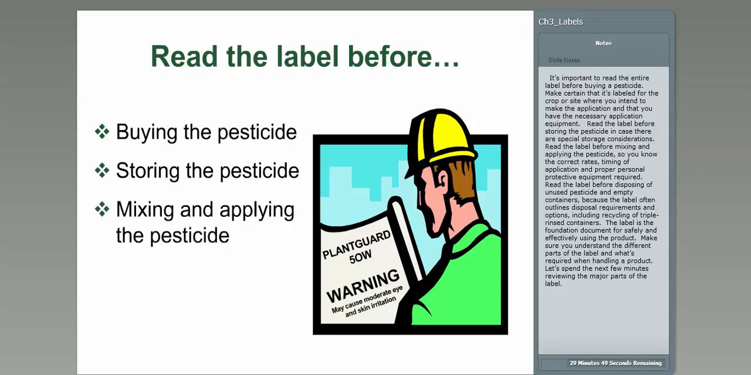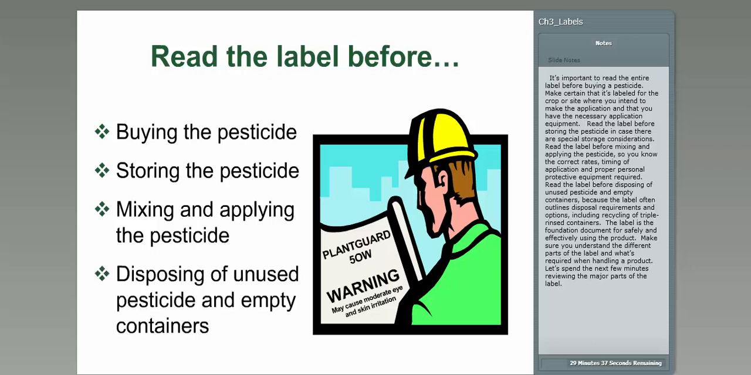Read the label before mixing and applying the pesticide, so you know the correct rates, timing of application, and proper personal protective equipment required. And read the label before disposing of unused pesticide in empty containers, because the label often outlines disposal requirements and options, including recycling of triple rinsed containers.